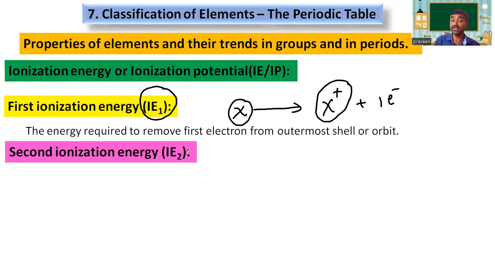Then you try to remove the second electron. I am trying to remove it from the unipositive ion. Then it becomes a dipositive ion. So again, it loses one more electron. To remove the second electron, what amount of energy is needed? That is the second ionization energy.